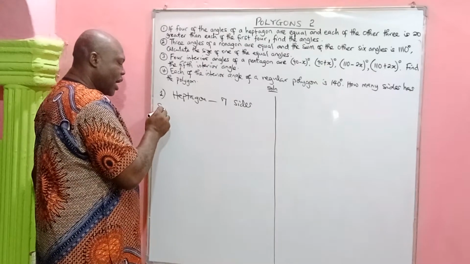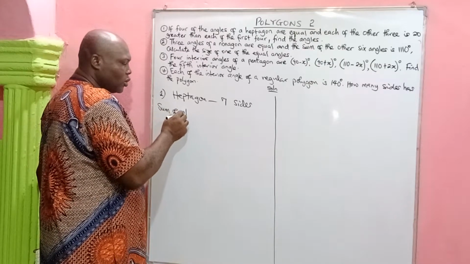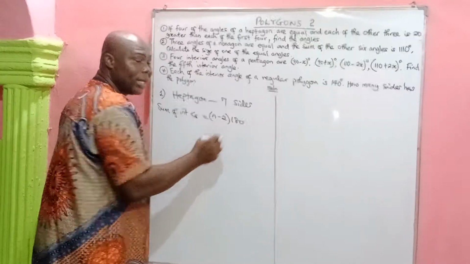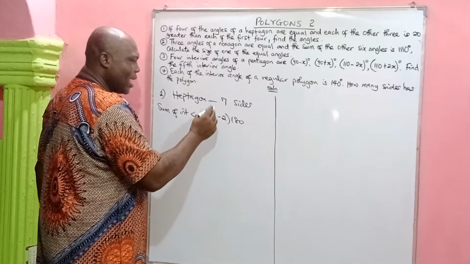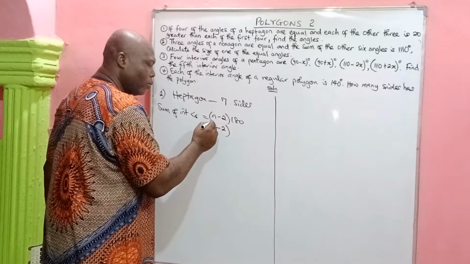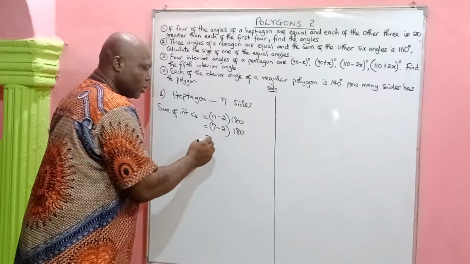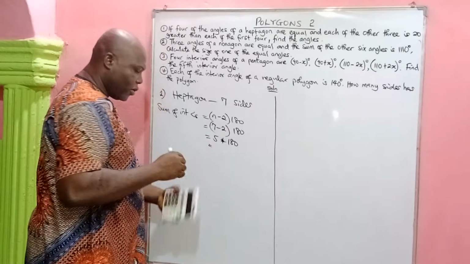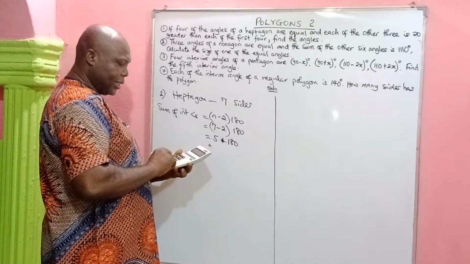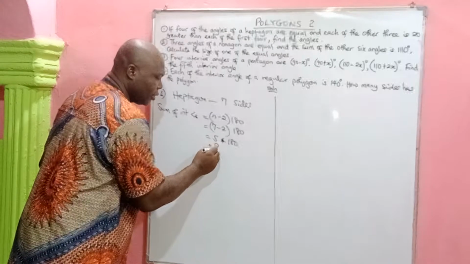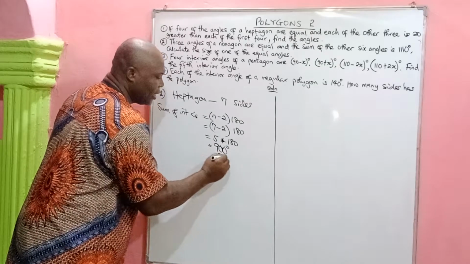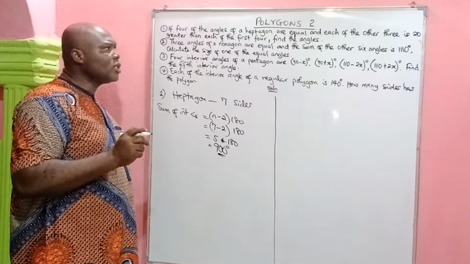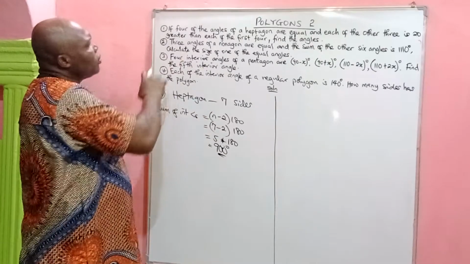The sum of the interior angles is given as n minus 2 times 180. We've done that before now. So n is 7, so 7 minus 2 times 180. That will be 5 times 180, and that will give us 900 degrees. That's the sum of the interior angles. Now, after getting the sum of the interior angles, we go straight to finding the other angles.